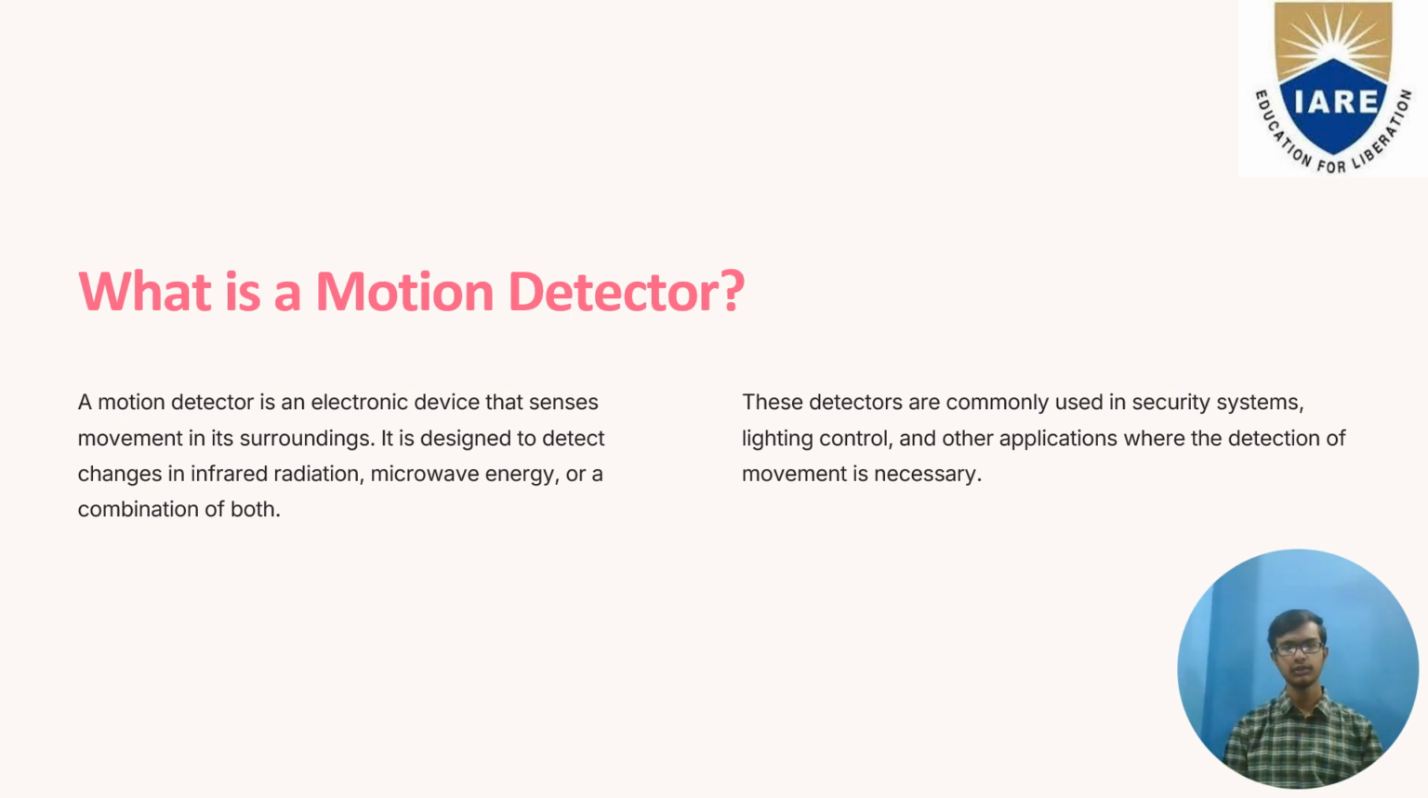Now let's discuss what a motion detector is. A motion detector is an electronic device technically designed to sense movement in its surroundings. It also detects any change in infrared radiation, microwave energy, or a combination of both. These detectors are commonly used in security systems, lighting control, and various other applications where the detection of movement is necessary.